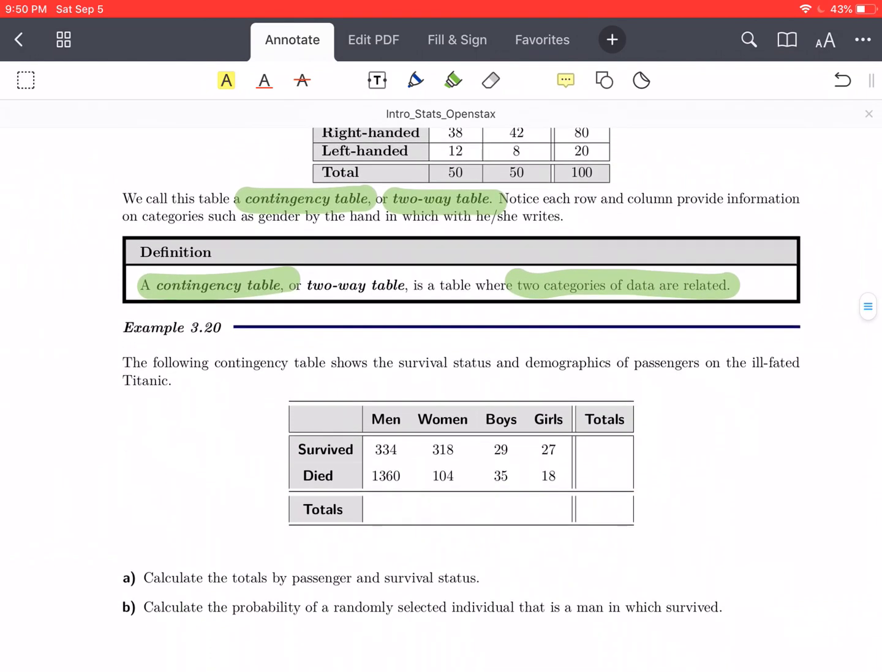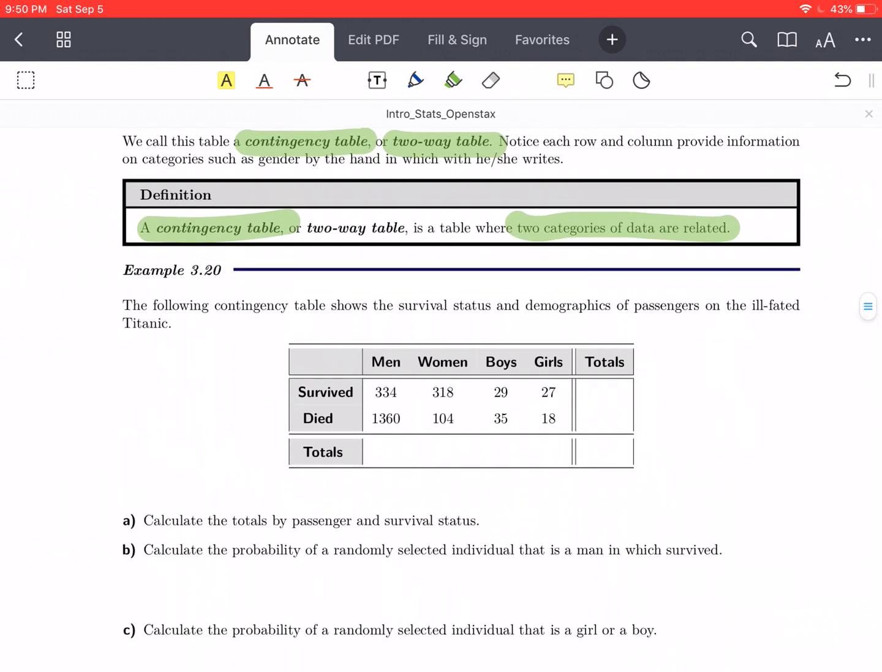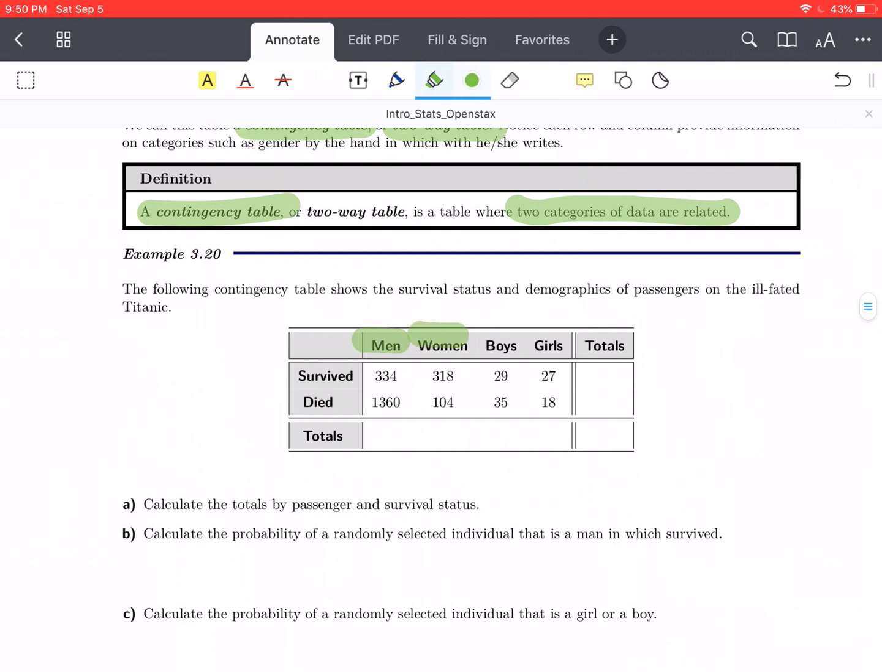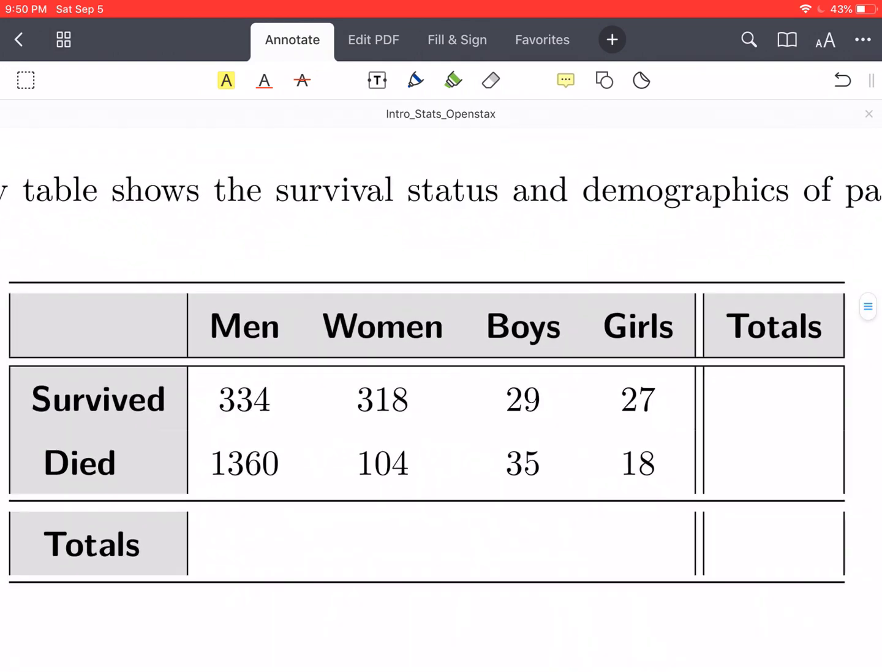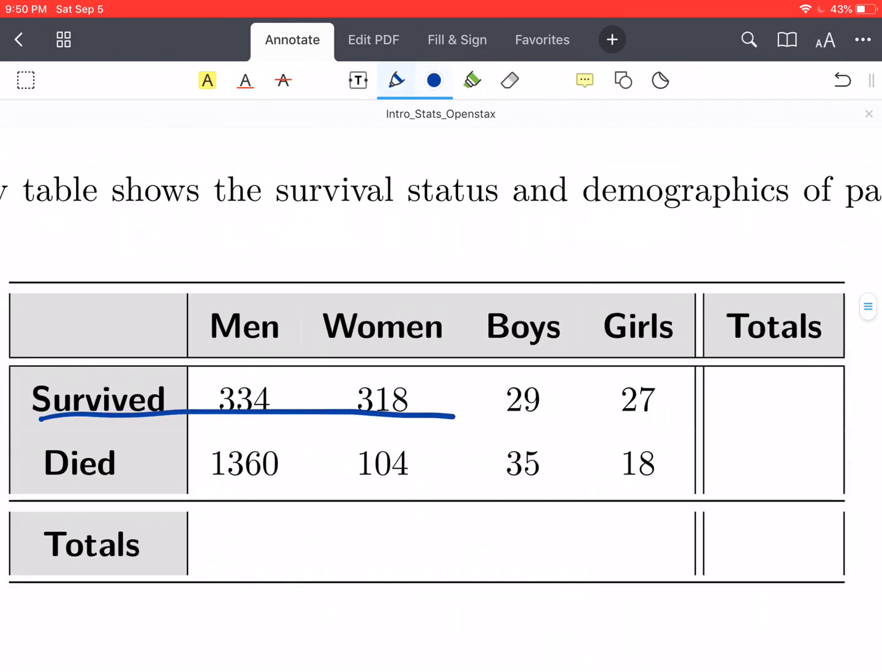Okay, so let's look at an example. The following contingency table shows the survival status and demographics of passengers on the ill-fated Titanic. So we're just full of joyful examples today. So we have the categories men, women, boys, and girls, and then survived and died. So we're going to look at some different pieces of information here, but we need to first add up and get some totals, because those are going to help us in our probabilities. So first up, let's get the survived category. We're going to add up all those numbers, and you get 708.